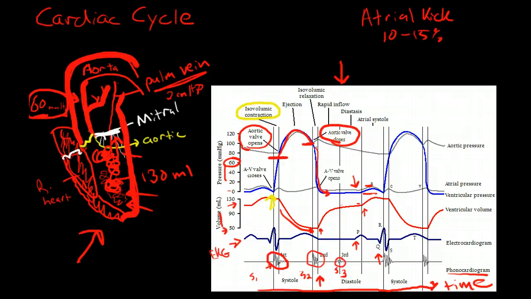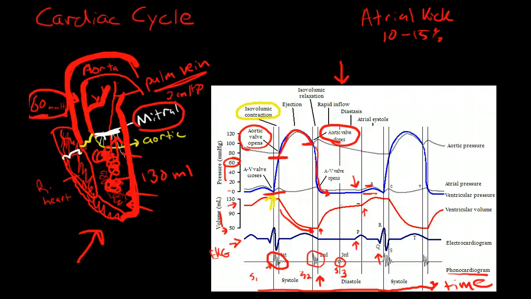So what causes S1? Well, S1 is caused by the back pressure of blood, the sort of turbulence of blood that occurs after the mitral valve closes. So S1 occurs because of the mitral valve closing at the beginning of ventricular systole. Okay, now S2 occurs as the aortic valve closes, and that occurs at the beginning of diastole.